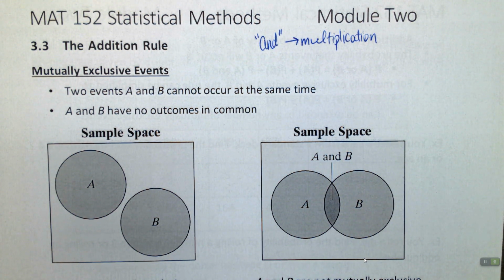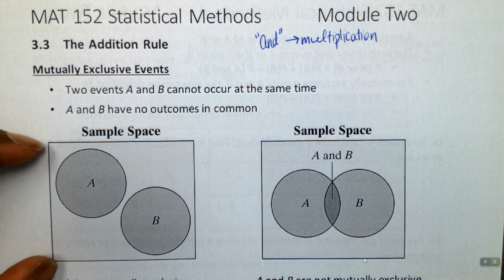All right, mutually exclusive events. So two events A and B cannot occur at the same time. That's mutually exclusive. So I think about it like relationships. When you're in a mutually exclusive relationship, there's no one else. It's just you two. Okay. So A and B have no common outcomes, and this is what it looks like as a graph.